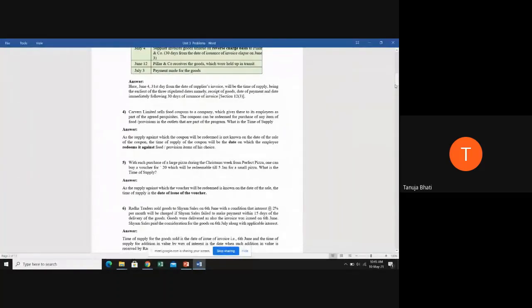So in case of voucher, students, two things you need to check. What are the two things? Whether the supply is identifiable, then the date of issue of voucher. If it is not identifiable, then the date of redemption of the voucher. Very good. Then in case of addition in value, what is the time of supply?